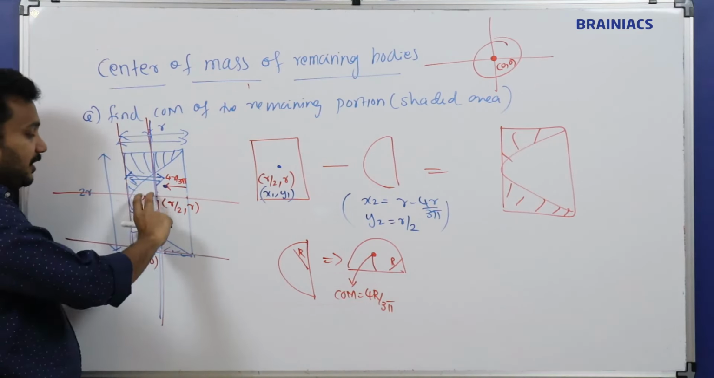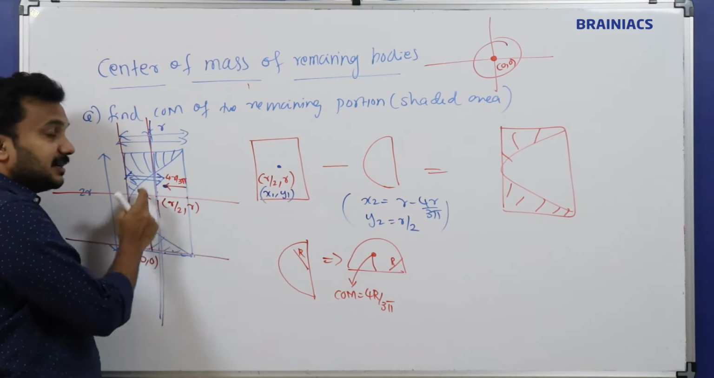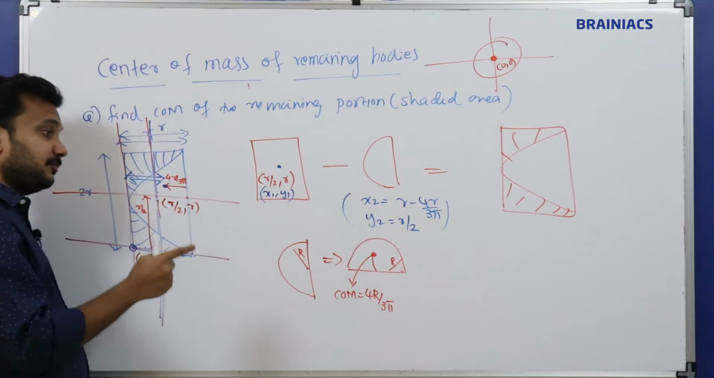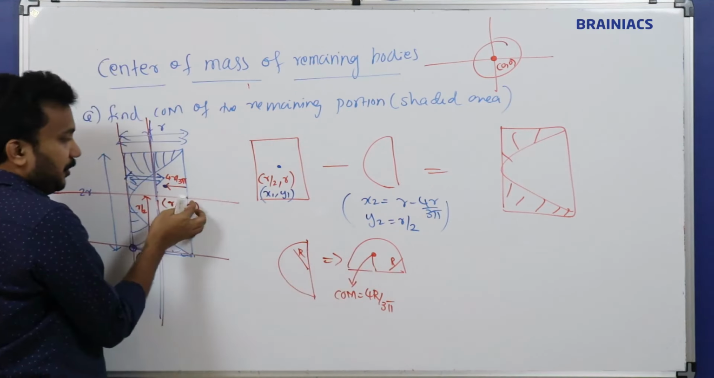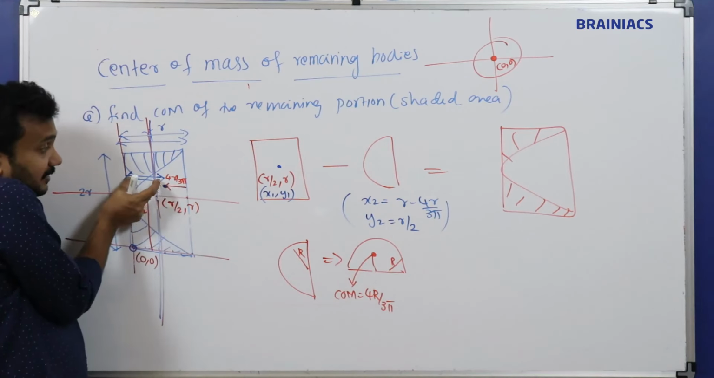x is r by 2, and y is at a distance exactly at the center. But for the disk, we already know the center of mass of a disk from the bottom point. The bottom point is 4r by 3 pi. But we actually need to get this distance.